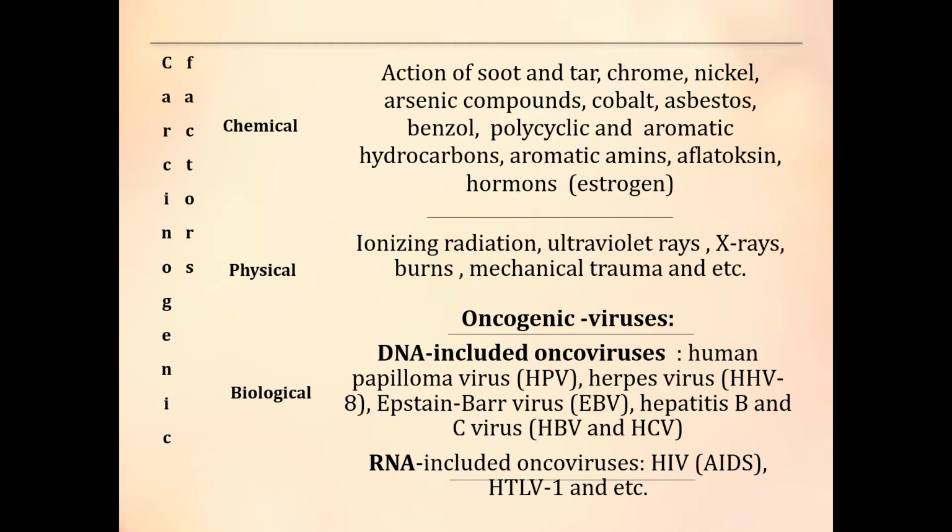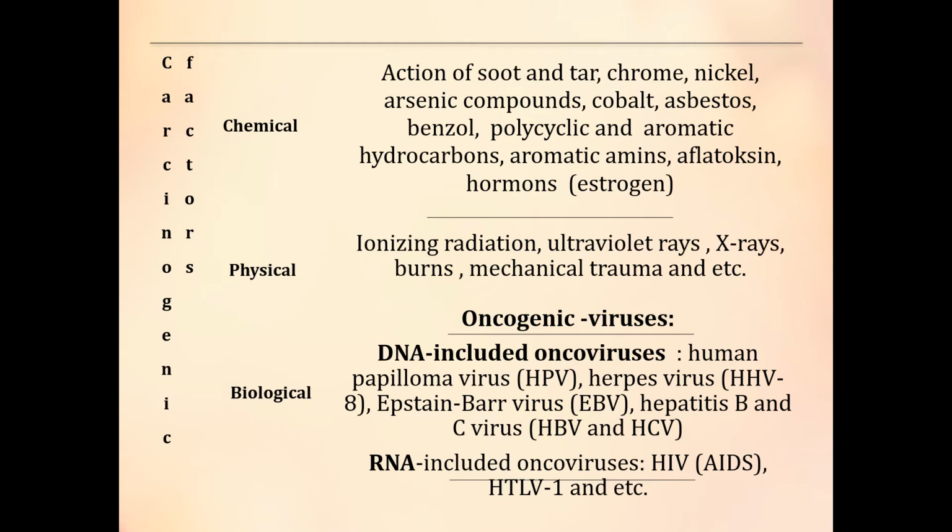At last, biological carcinogens include oncogenic viruses. Viruses that have genes that are identical to the body's proto-oncogenes are called oncoviruses. Oncogenic viruses are DNA and RNA containing. DNA containing oncoviruses include human papillomavirus, which cause the benign tumors in the skin, female genital organs, in larynx, for example.